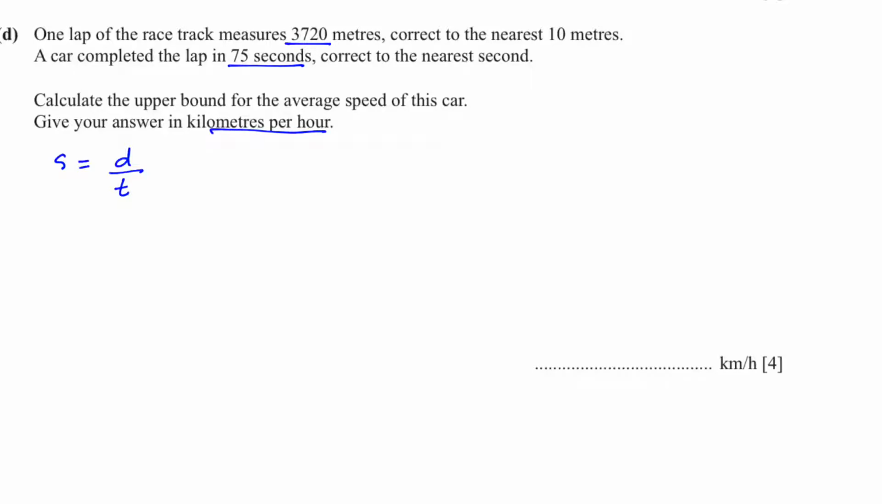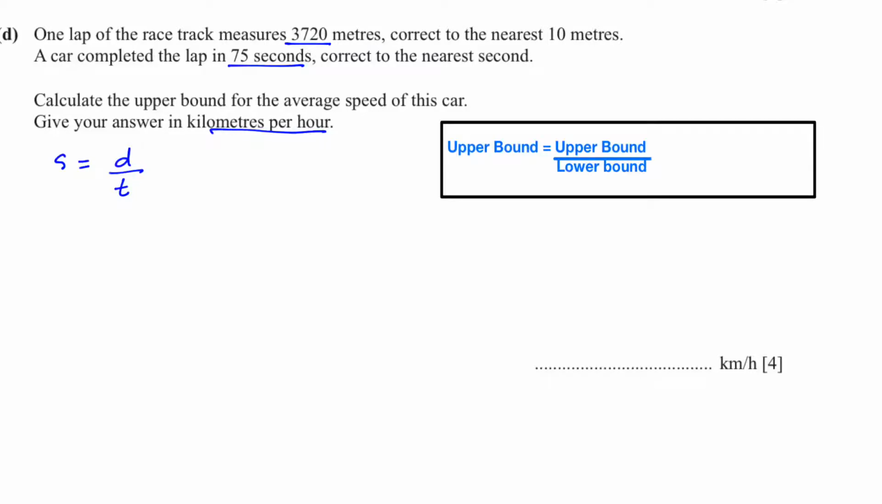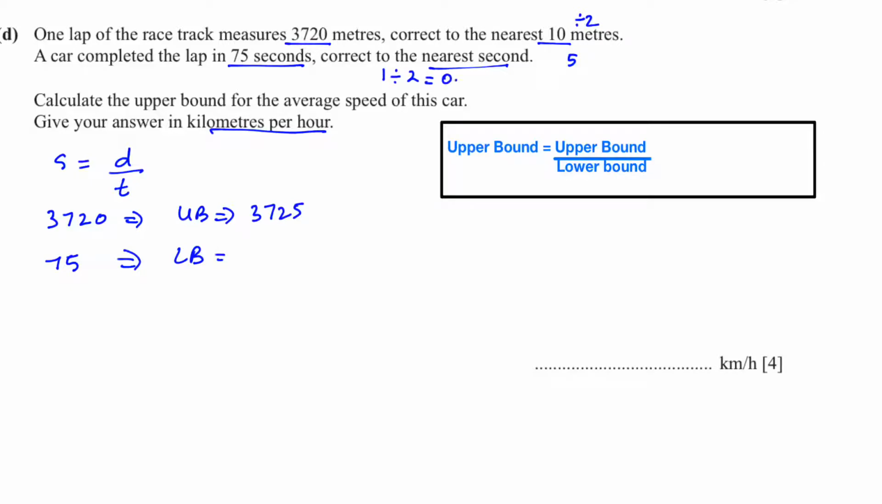Before we begin, you should know the rule for upper bound when you are dividing. You have to find the upper bound of the number in the numerator and divide it by the lower bound of the number in the denominator. So distance, which is going to be in the numerator, is 3,720 to the nearest 10 meters. So divided by 2, you get 5. So you have to add 5 for the upper bound, which is going to be 3,725. And for the denominator, you have 75 seconds and you need to find the lower bound to the nearest second. Therefore, 1 divided by 2 is 0.5. So subtract 0.5 from 75, you will get 74.5.